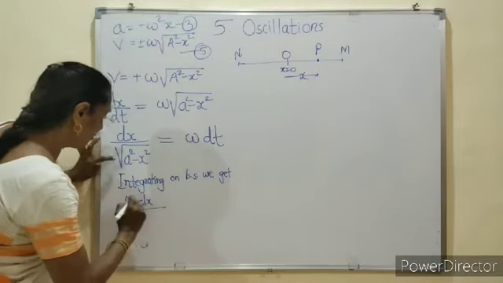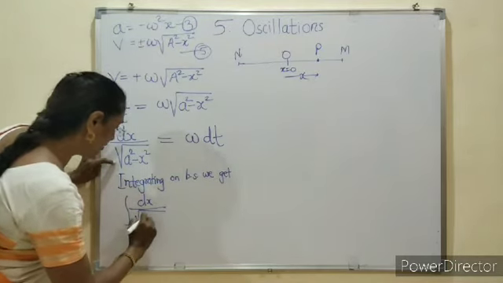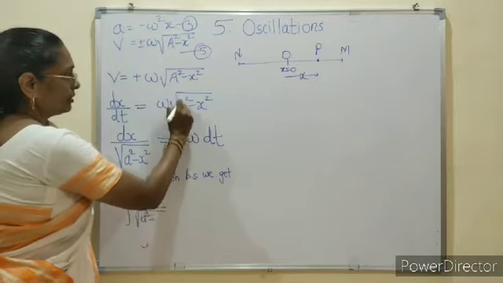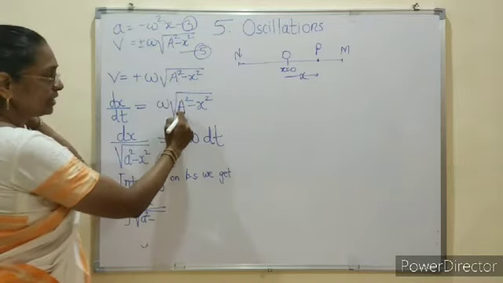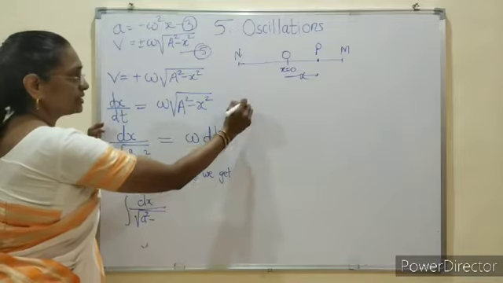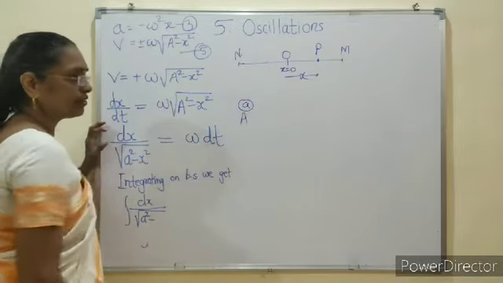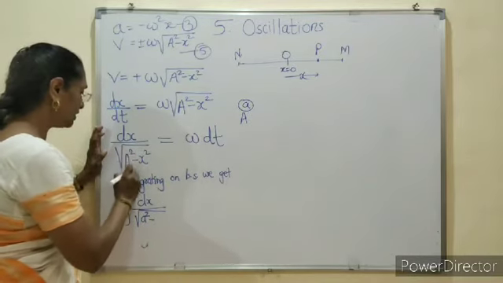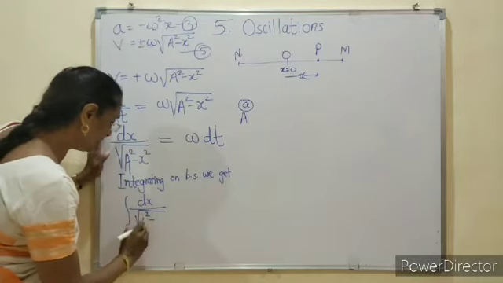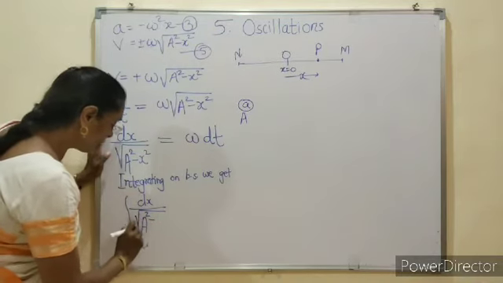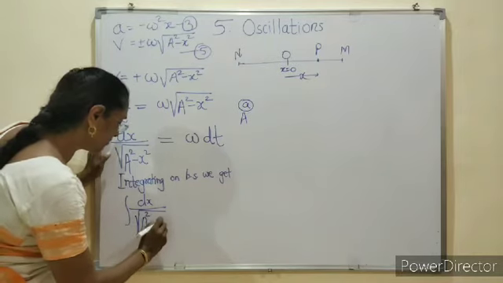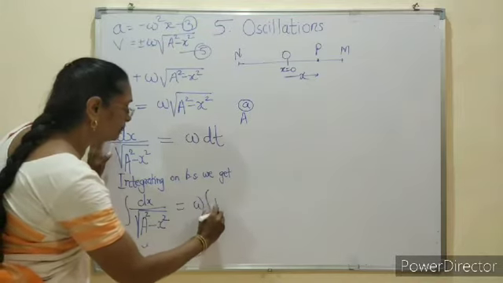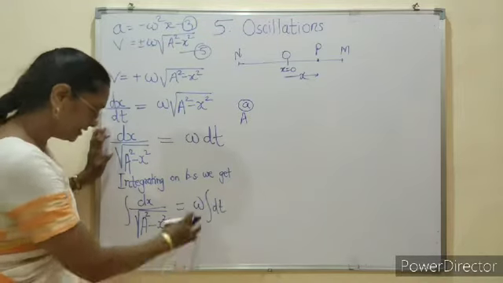Integration of 1 upon under root A square. Oh sorry, here A should be capital. So please note this point. Small a we have used for acceleration, and capital A we have used for the amplitude. So here we must note A square. So integration of 1 upon under root A square minus x square with respect to x is equal to integration of dt, multiplied by omega as it is.